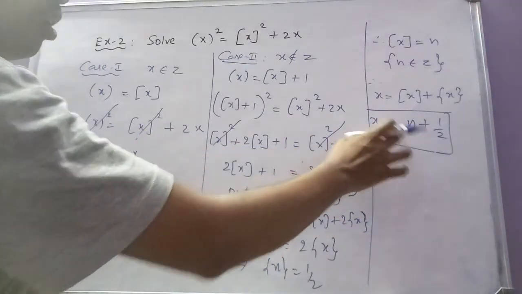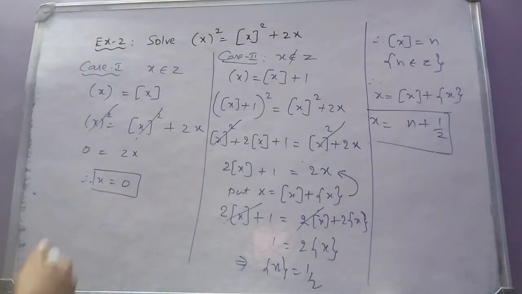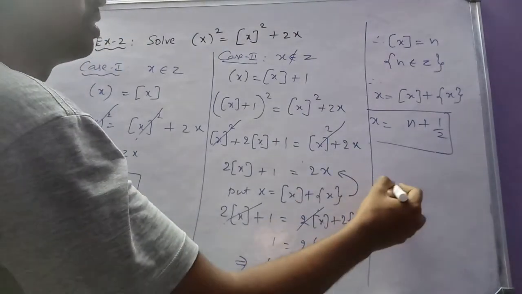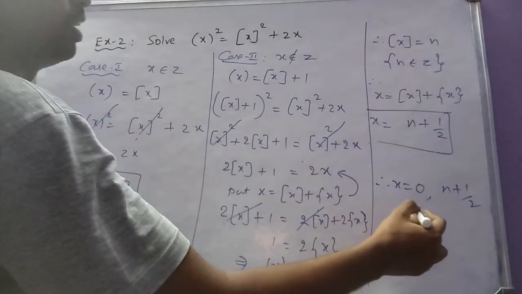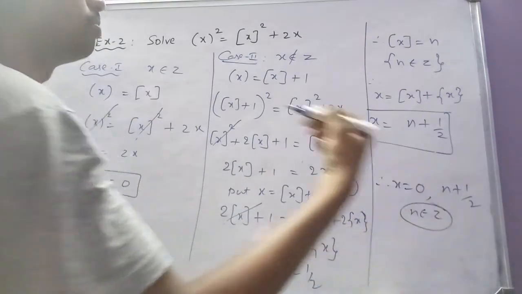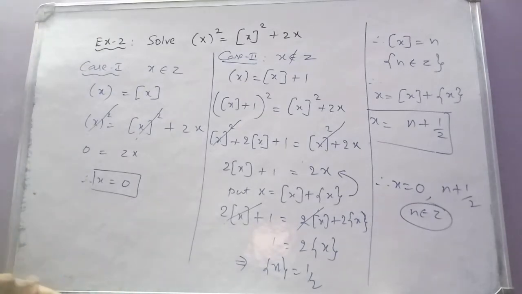So these infinite solutions, and at the same time 0 also. Therefore the final solution is what? X is equal to 0, and it can be equal to n plus 1 by 2, where n is any integer. So this is the final solution of this example.